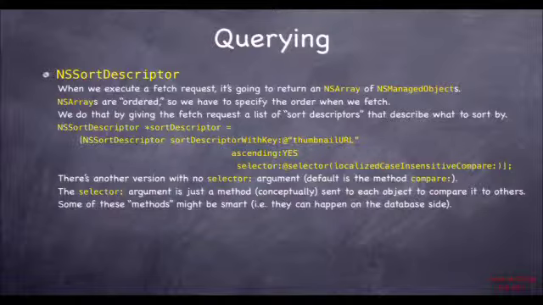You're going to look in the documentation and see, if I'm fetching a string, what kind of methods in string can I use to compare? And if you pick something that's not implemented in the database, it'll sort it on the client side, which is going to be expensive. But of course, string methods like localized case insensitive compare are all implemented on the database side, so not to worry.